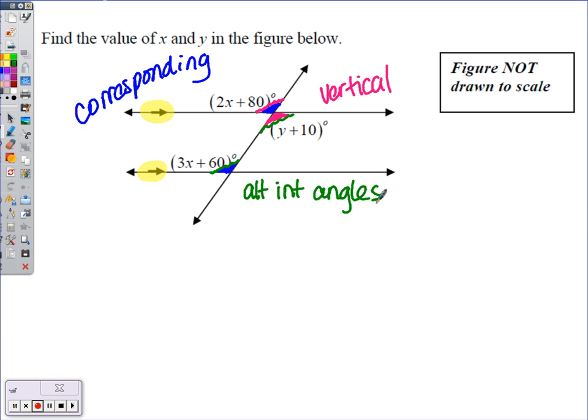Essentially everything on here is equal. So what we need to do is figure out what would be the smartest to start with. And I'm going to tell you right now, you don't want to involve angles that have different variables. So why don't we start with the corresponding angles?